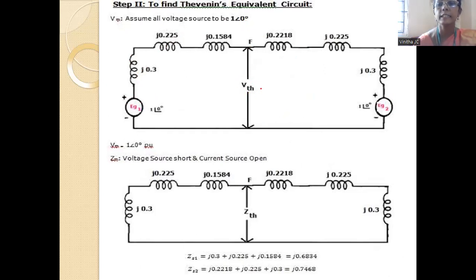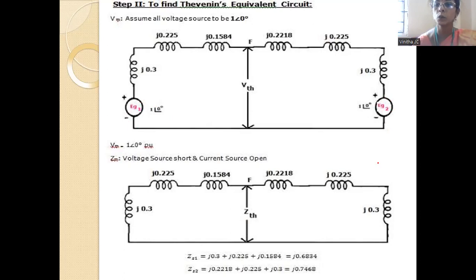and the voltage VTH that is equal to 1 angle 0 degrees. And in order to find the value of ZTH, we need to short circuit. If we have voltage sources, they should be short circuited. If we have current sources, they should be open circuited. There are no current sources in the circuit, we only have two voltage sources. So we can short circuit these two voltage sources.